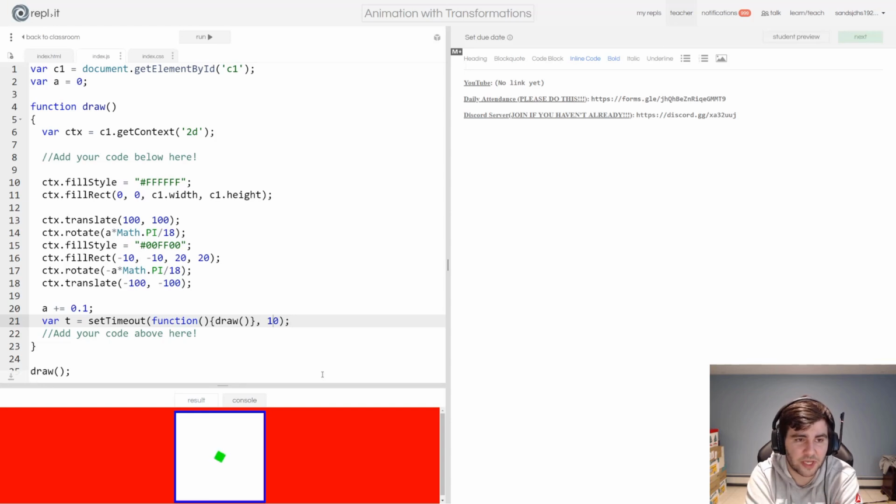That's rotation. Tomorrow we're going to do dilation. And what we're going to do is we're going to take this rotating square and we're going to make it pulse, bigger and smaller. It's going to be real cool.